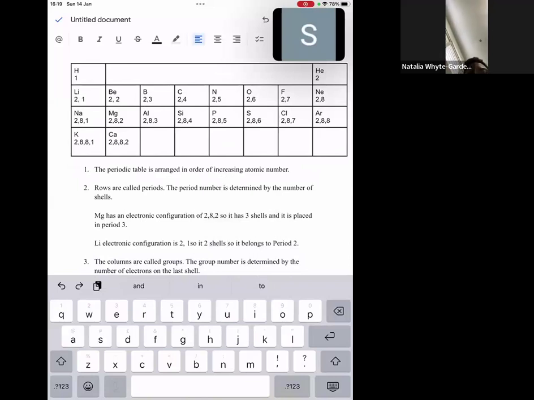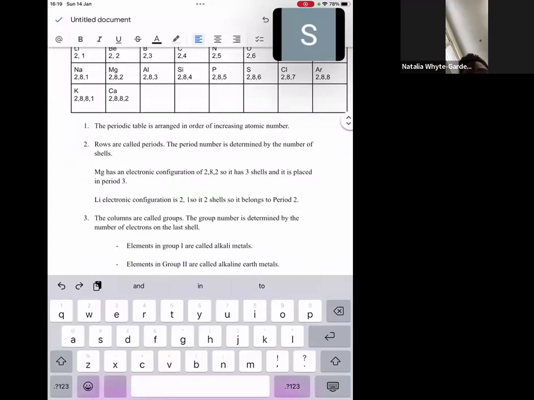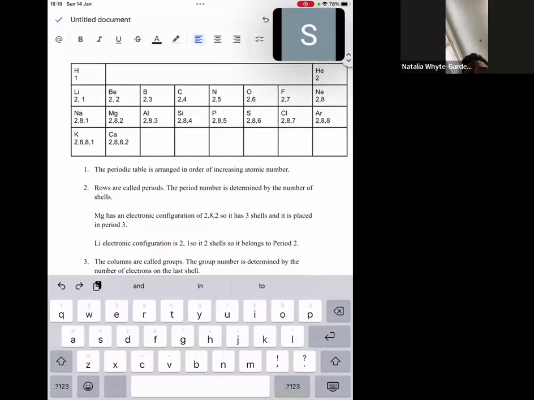We have lithium. The first point was that the periodic table is arranged in order of increasing atomic number. We've spoken about that, and we said that it's arranged in rows, and the rows are called periods. The periodic table is also arranged in groups. The columns are called groups. Columns run from top to bottom.